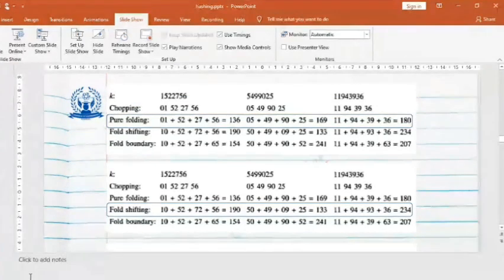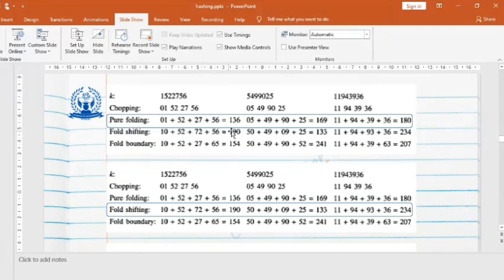Okay, the next one is fold shifting. What is the method? Can you tell me the definition of fold shifting? We have to reverse the alternate pairs. The first pair is 01, so we reverse it. It is 10. Then the next pair, 52, remains as it is. Okay, so 52 and 27. 27 we have to reverse, that is 72.